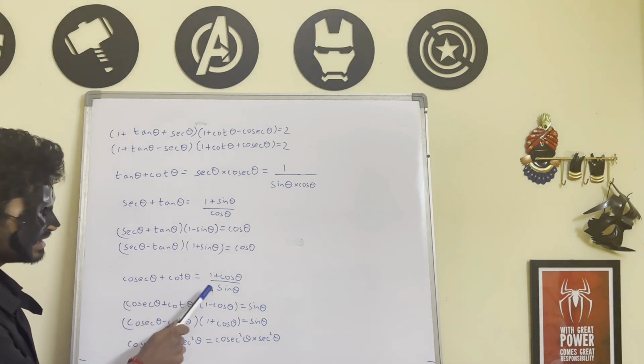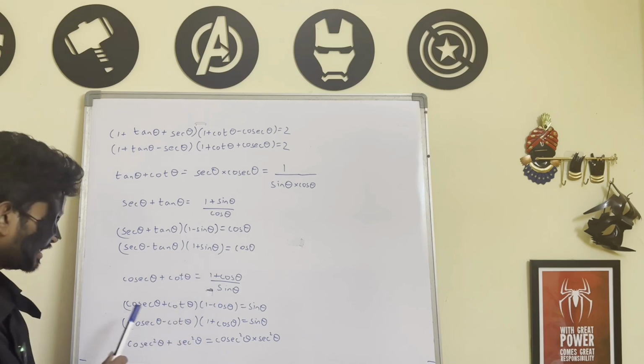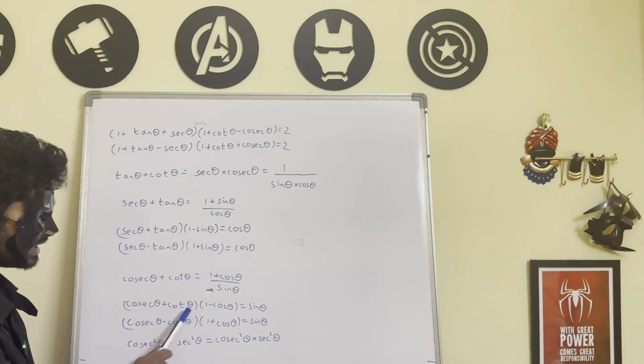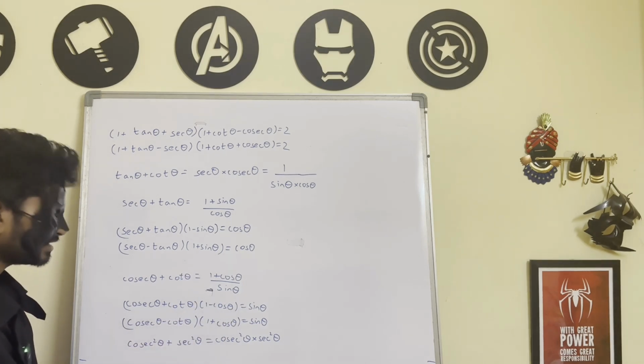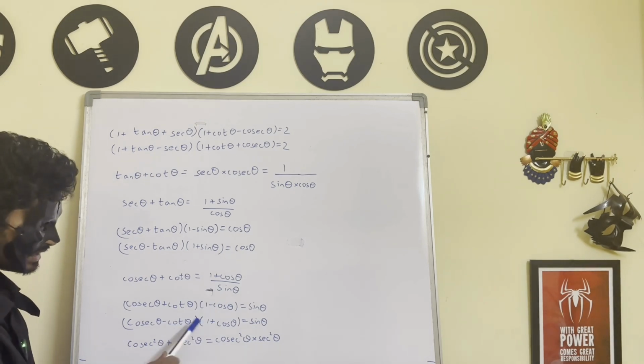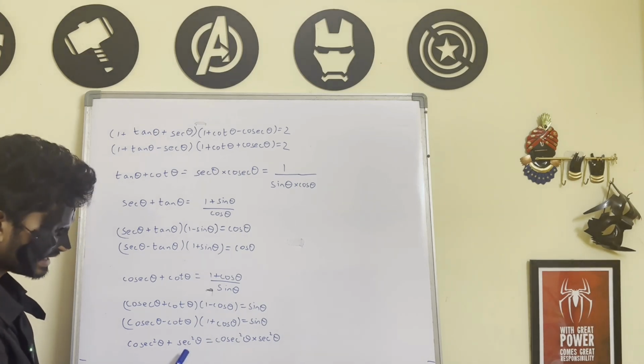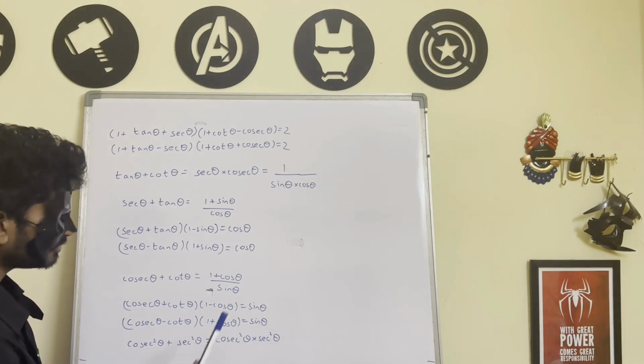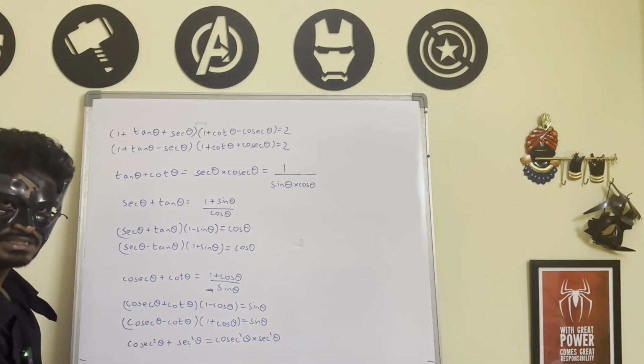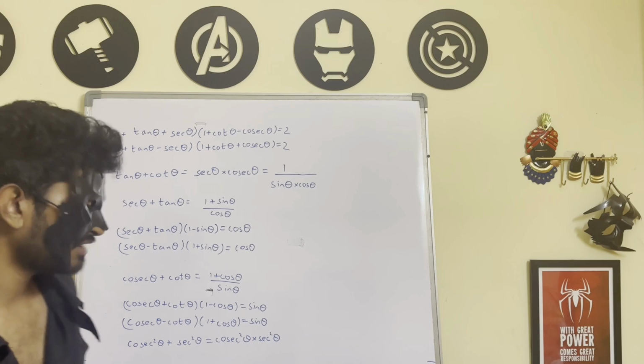Cosecant theta plus cot theta is equal to (1 plus cos theta) by sin theta. (Cosecant theta plus cot theta) into (1 minus cos theta) is equal to sin theta. (Cosecant theta minus cot theta) into (1 plus cos theta) is equal to sin theta. Cosecant square theta plus secant square theta is equal to cosecant square theta into secant square theta. So all these you need to memorize so that you will save time in your exam.